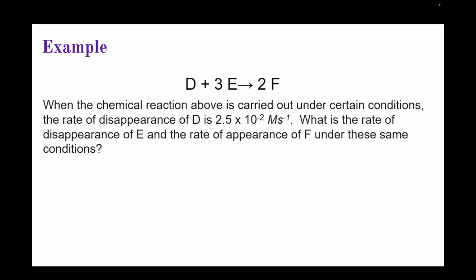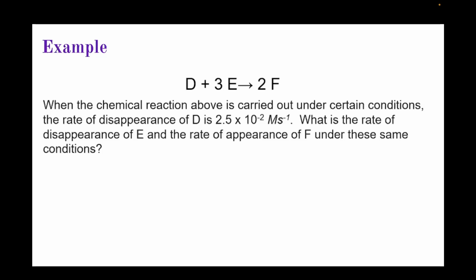So just looking at it, you can tell right away. If the rate of disappearance of D is 2.5 times 10 to the power of negative 2, and there's 1 D and 3 E, that means that E should be consumed three times as much as D. So right away you could tell that the answer for the disappearance of E is just 3 times the disappearance of D. And you could do the same with F. Since 2 moles of F are made for each mole of D, that means that the rate of appearance of F is just double the rate of disappearance of D.